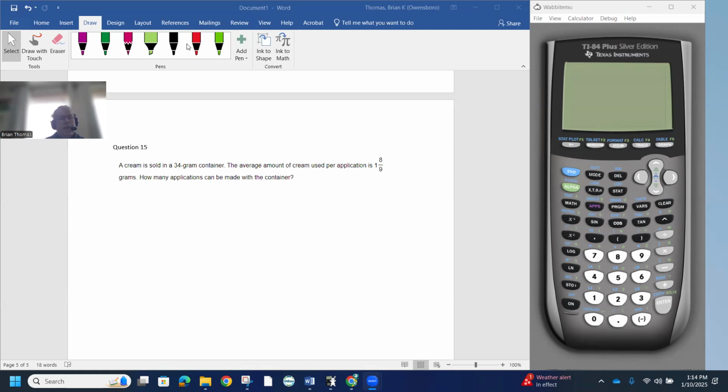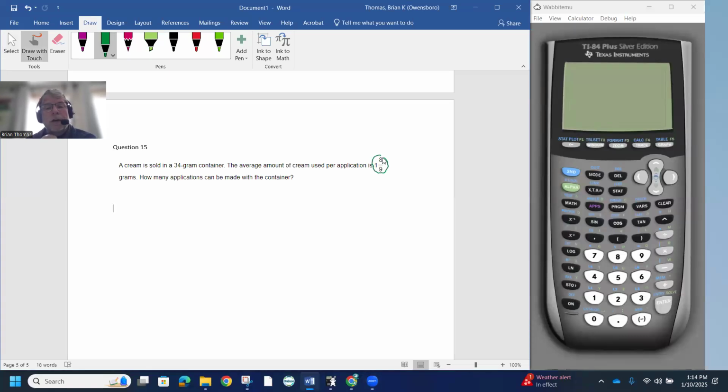So question 15, a cream is sold in a 34-gram container. The average amount of cream used per application is 1 and 8/9 grams. So how many applications can be made with the container? This problem can be a little tricky because the 1 and 8/9 is kind of foreign to me. So what in the heck does 1 and 8/9 mean?